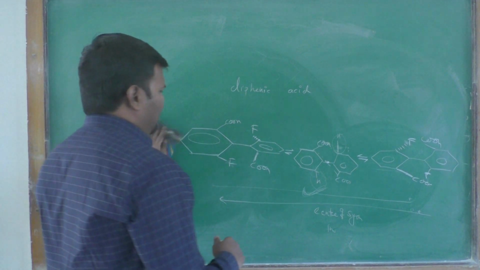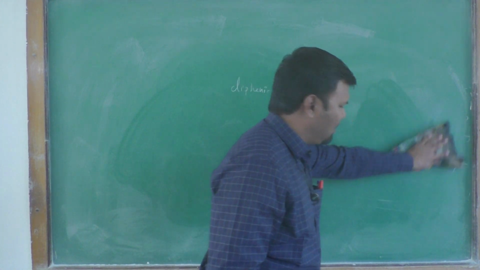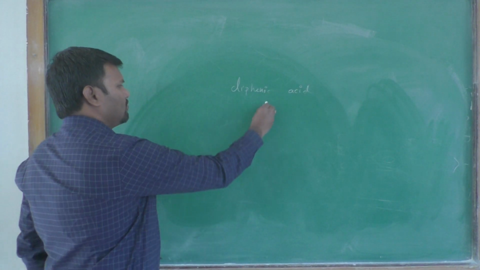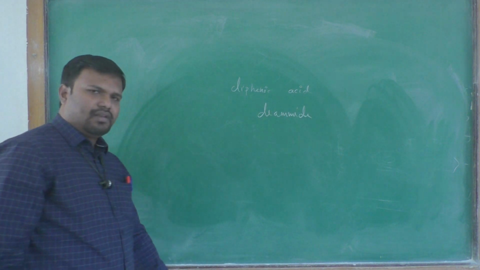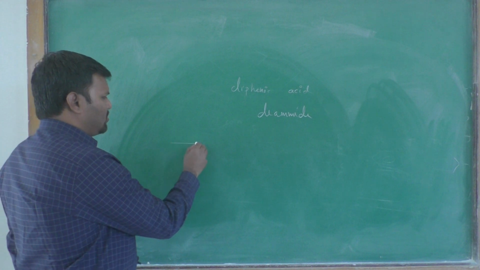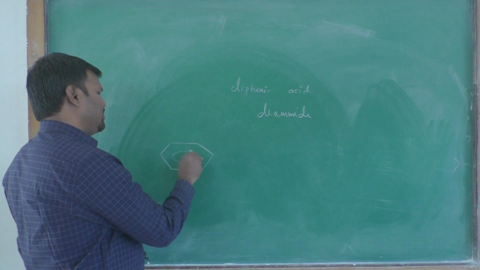Now we have one example, that is diamide. Diamide is one example. Its structure is like that, and this compound is easily resolvable.